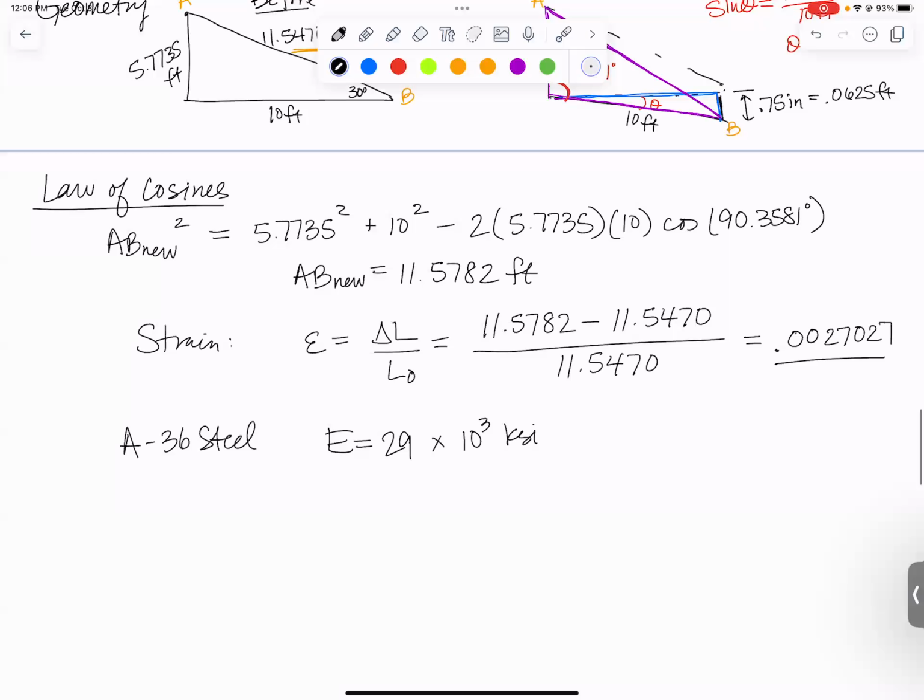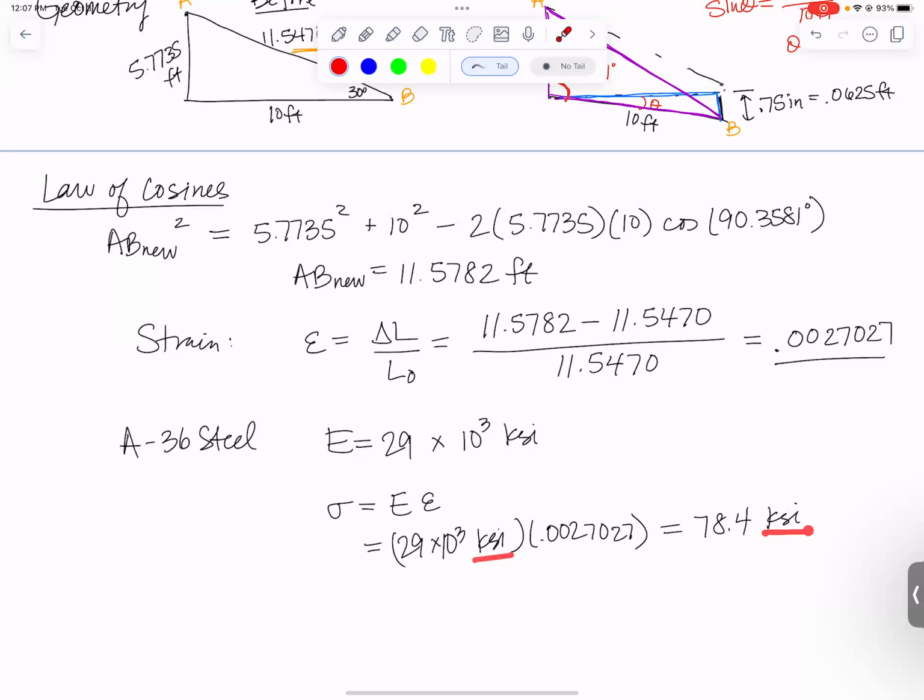So now we can use Hooke's law. Stress is E times strain. So plug in our strain, 29 times 10 to the 3rd KSI times 0.0027027, and we figure out the stress, which I can't find the page where I wrote down the stress. There we go. Stress comes out to be 78.4, and the units are KSI because I had units of KSI right there.